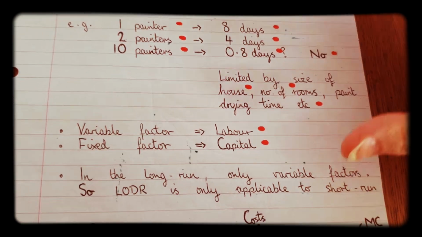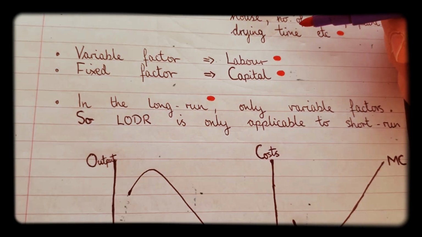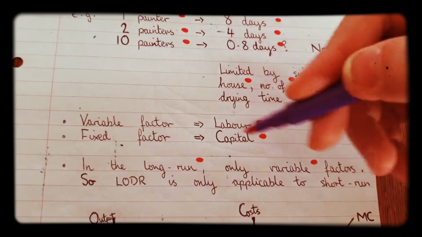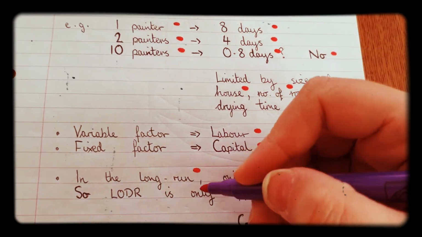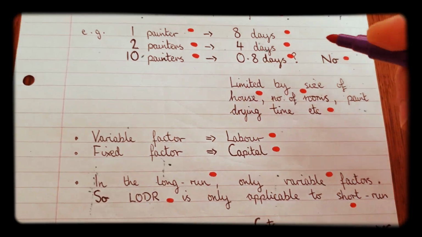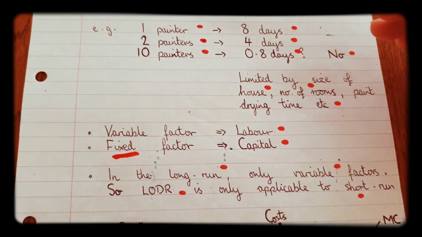Just a side note as well, don't forget, in the long run, there are only variable factors of production. So this whole concept doesn't apply. The law of diminishing returns is only applicable to the short run, because only in the short run do we have fixed factors of production.